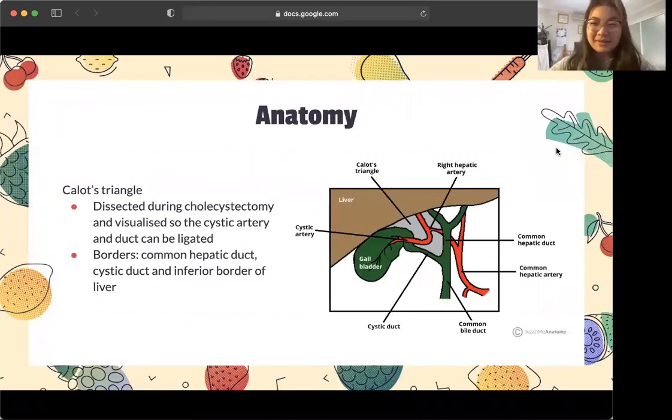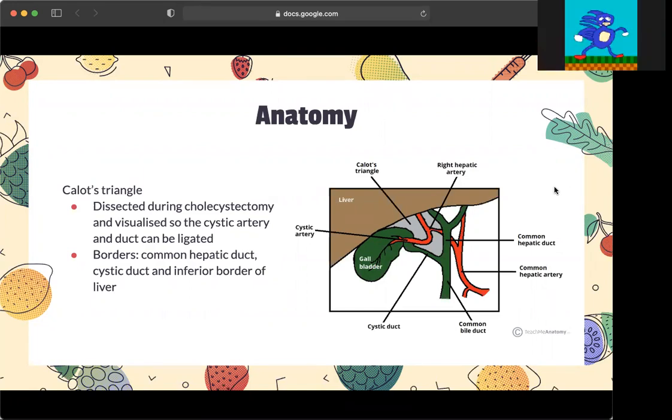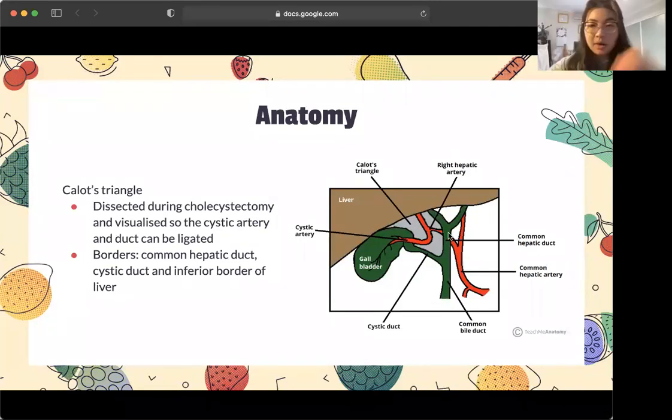So gallbladder and biliary tree, we do want to be aware of another triangle in the body. So if you want to know two triangles in the body, know Hesselbach's and Calot's triangle. Calot's triangle has to do with a cholecystectomy. So when they want to take the gallbladder out, surgeons will always try and visualize Calot's triangle. The reason for this is because they want to ligate the cystic artery and the cystic duct in order to take the gallbladder out. So the borders of this are the common hepatic duct, as you can see, the cystic duct, and the inferior border of the liver. As you can see, most of the time the cystic artery runs in this way.